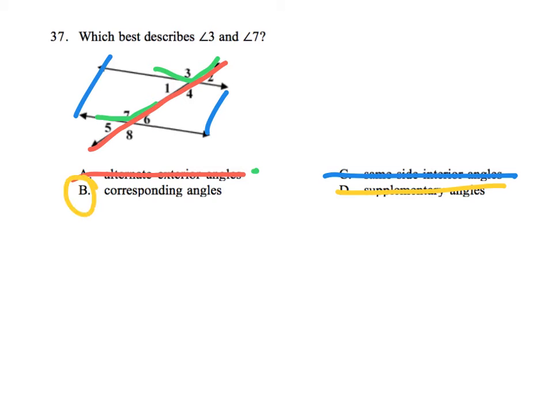Your last option is corresponding angles. Corresponding angles are angles that are in the same spot. So if I took, where's my little guy? If I took angle 7 here, and I moved it right up the line, it would lay on top of angle 3. If I moved all 4 of these up, 7 and 3 would be on top of each other, so they're corresponding angles.